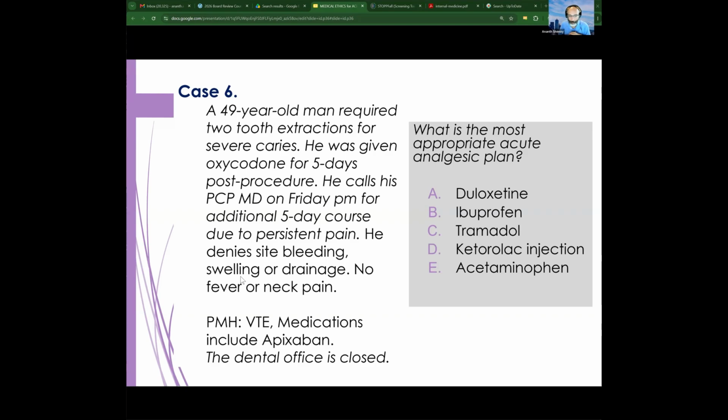what is the most appropriate acute analgesic plan? Is it start them on duloxetine? Is it recommend ibuprofen? Is it prescribing tramadol? Is it bringing them in urgently for an injection of ketorolac? Or is it recommending acetaminophen?